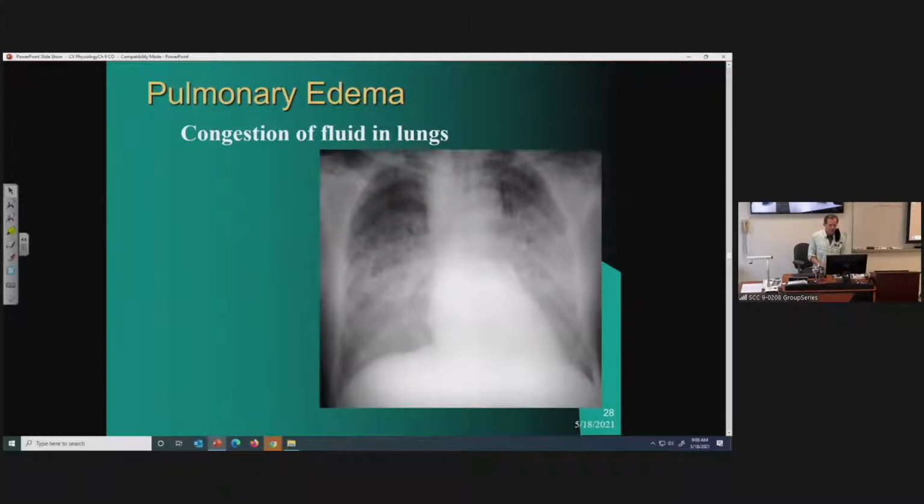But sometimes you'll see a heart where the boundary of it's like way over here, and the diameter of the heart is more than half of the diameter of the chest. That's a large heart, and that's dilated cardiomyopathy, heart failure. Radiologist sees wet lungs, big heart, heart failure.